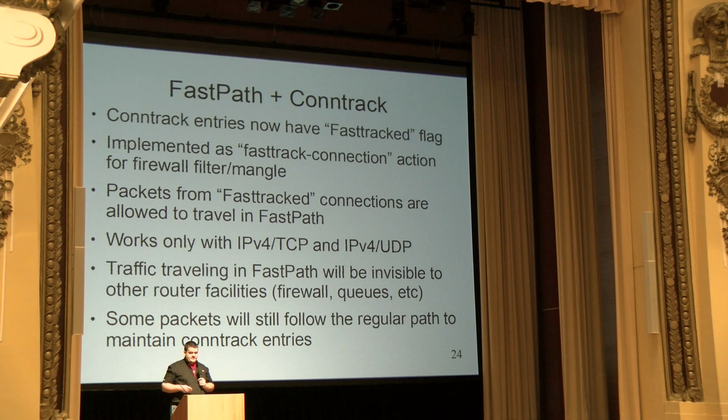And again, note that some packets that, for example, are fragmented will go the regular path. Also, there will be some packets that will go the regular path just because we need to refresh the timeouts in the connection tracking table, or refresh the ARP entry, and so on. So there will still be some packets that will go the slow path from these connections. It's not 100%. So don't forget to accept them in your firewalls and so on.